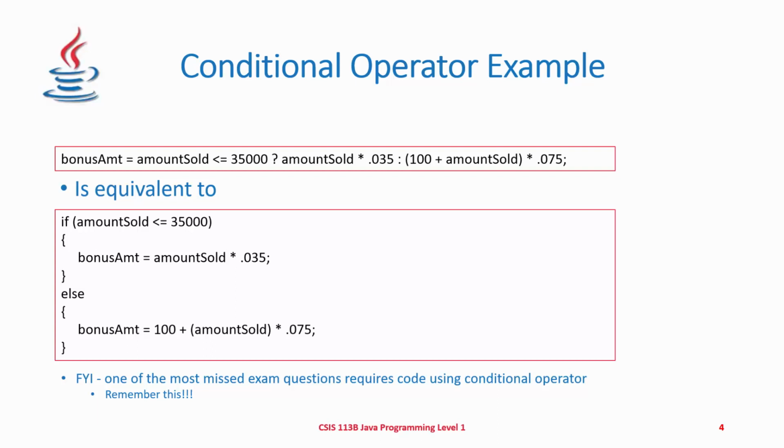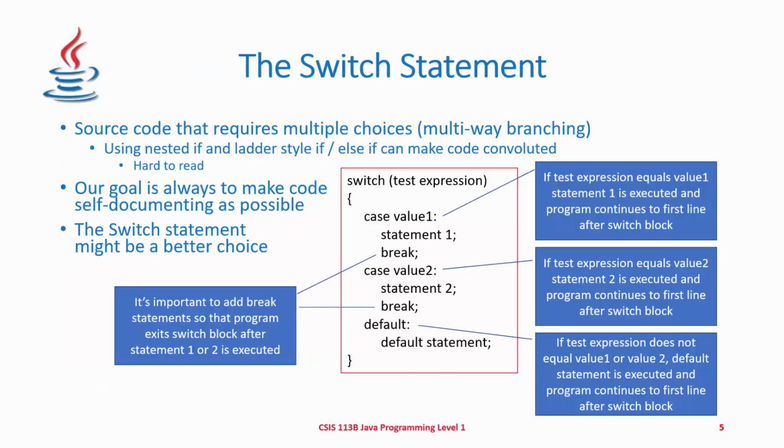Here we've got the if keyword, checking the condition amount sold to see if it's less than or equal to 35,000. If it's true, bonus amount is assigned amount sold times 0.035. If it's not true, then bonus amount is equal to 100 plus amount sold times 0.075. And as I said previously, this is one of the most missed exam questions. When you're being asked to use the conditional operator, remember that you're using the first example here, not the second one. Next, we'll take a look at the switch statement, which allows for multi-way branching.